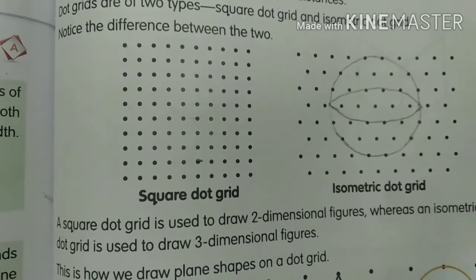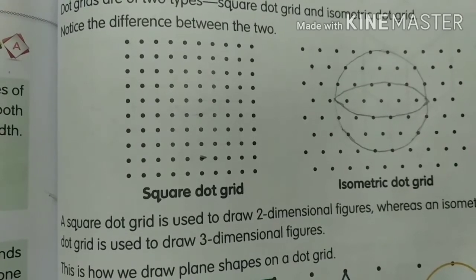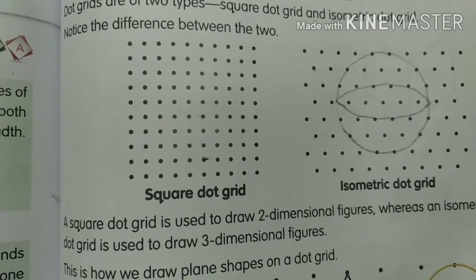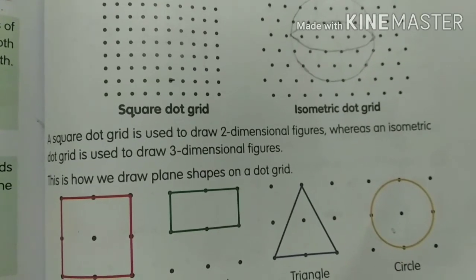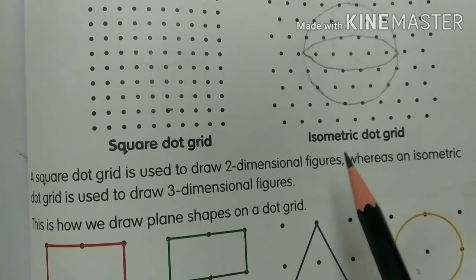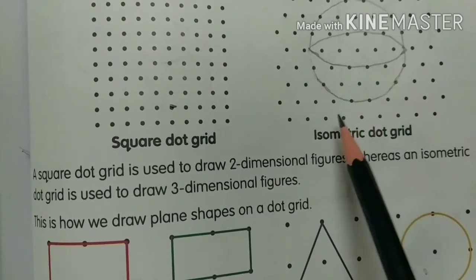Today we have studied making shapes on the dot grid. In the square dot grid, two-dimensional shapes, that is square, rectangle, triangle and circle. In the isometric dot grid, three-dimensional shapes, that is cube, cuboid, cone, cylinder and sphere.